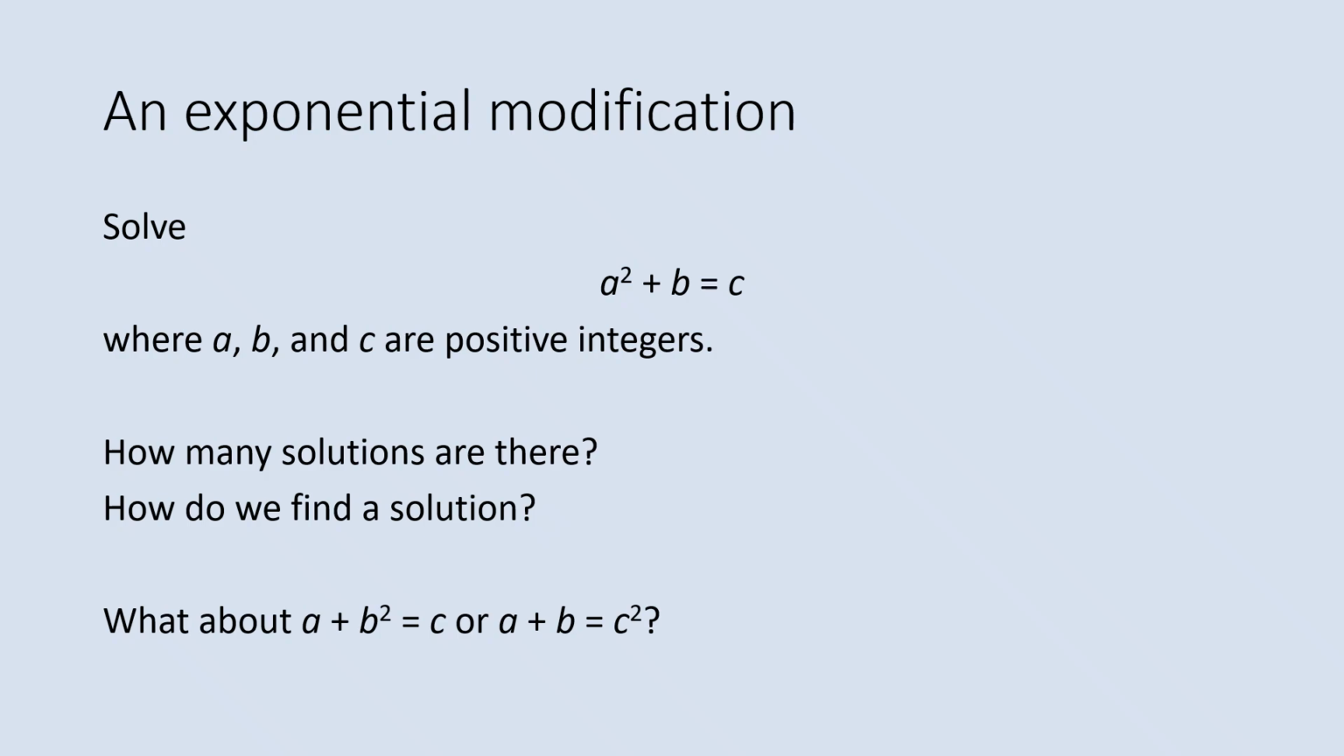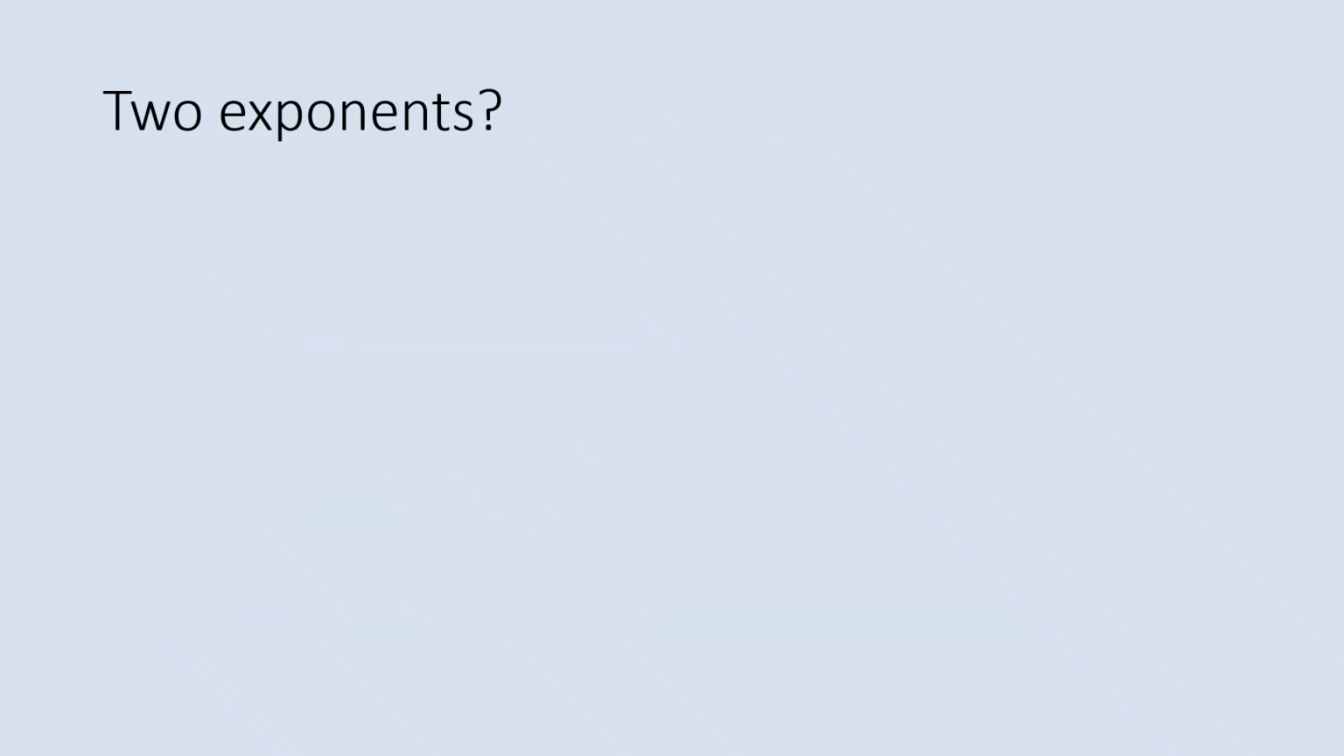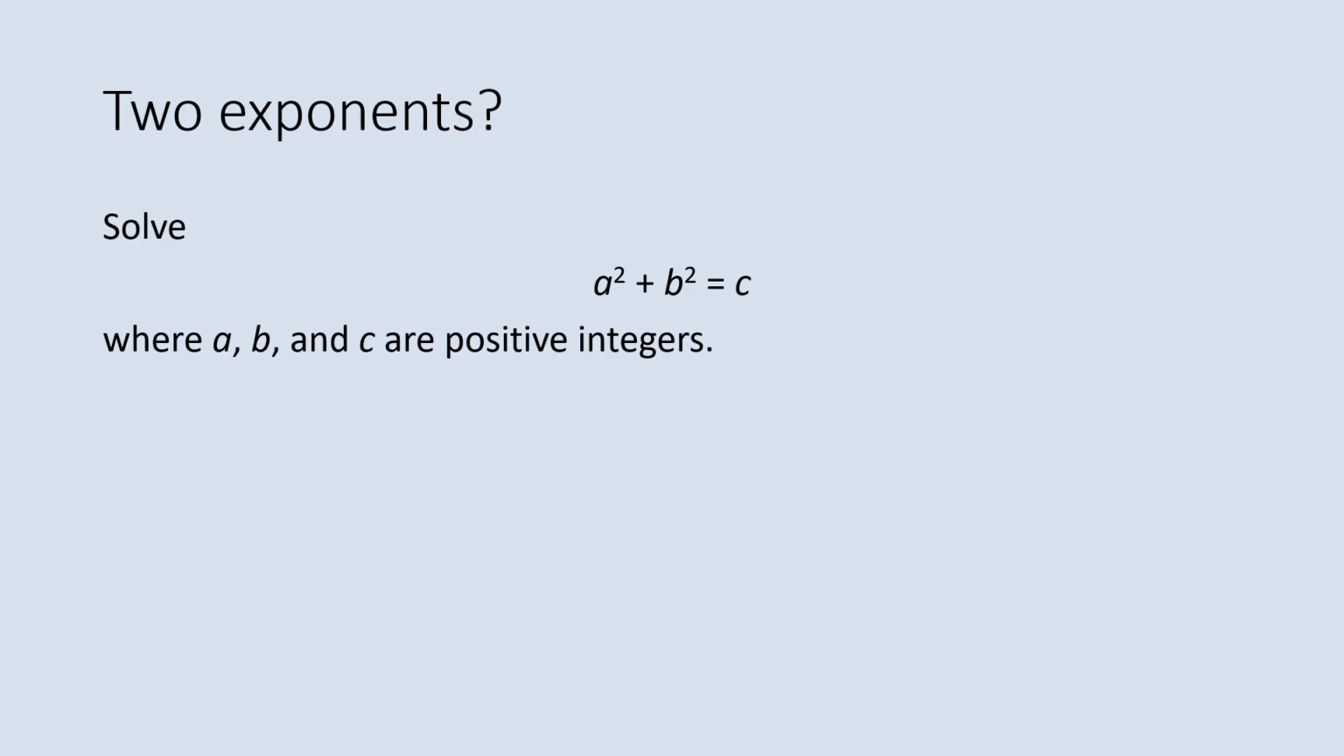Not every choice of a and b will work for this equation, but we see that it's not much different than the other settings that we had so far. So what if we have two exponents? What if we have a squared plus b squared equals c? Is that any more complicated?